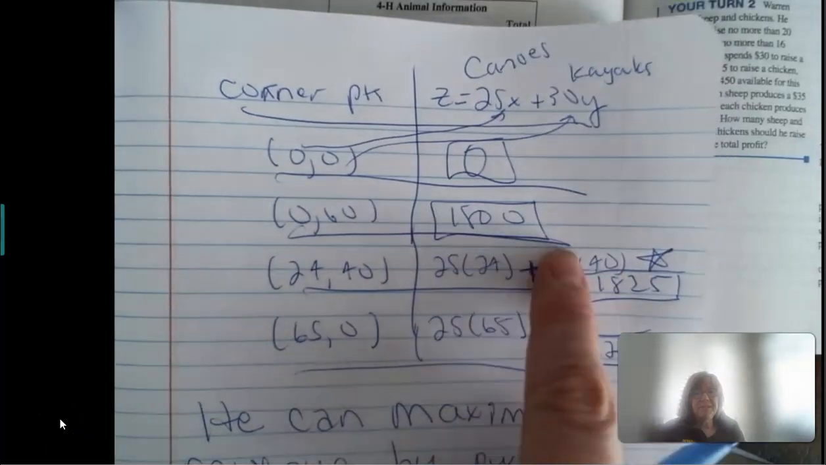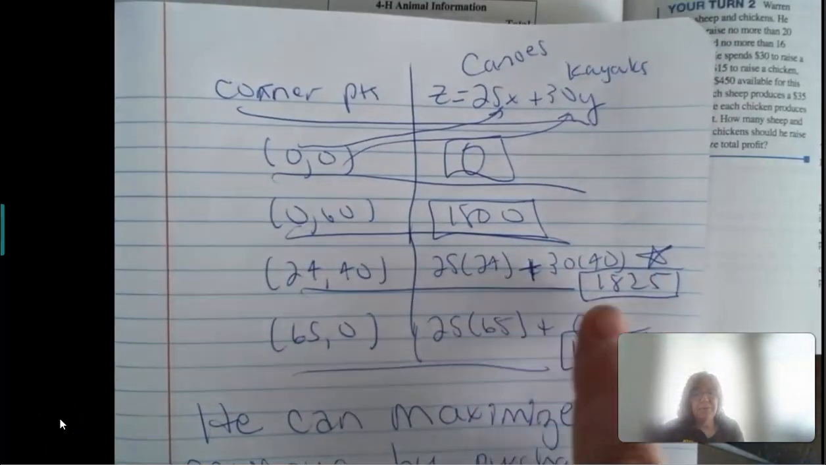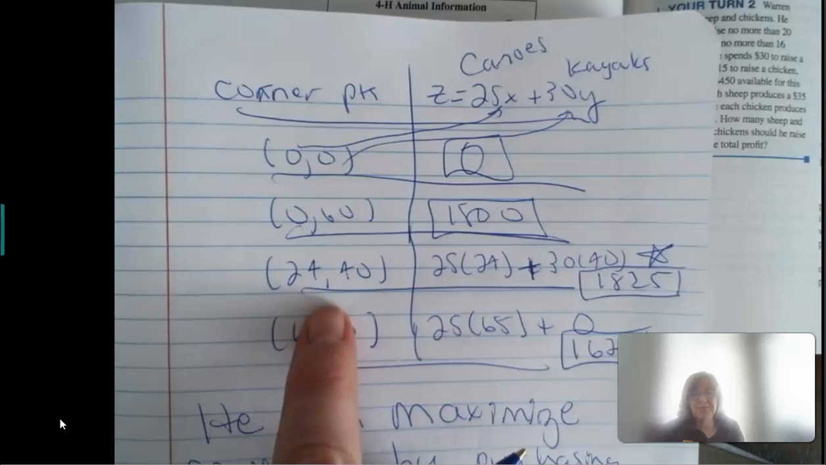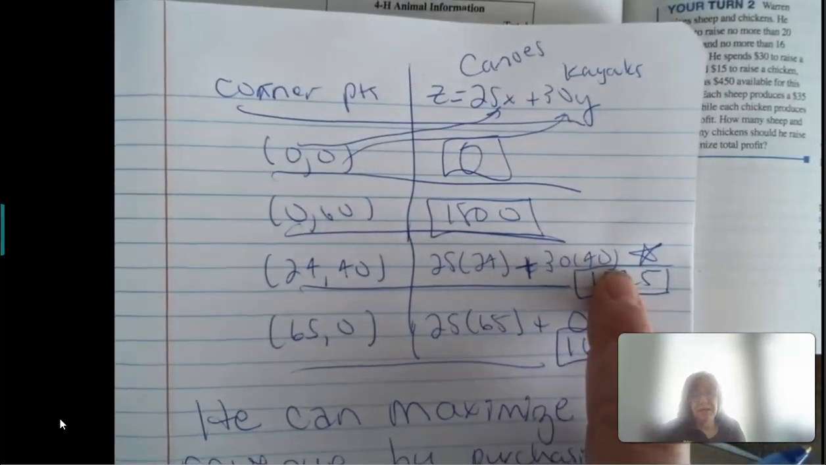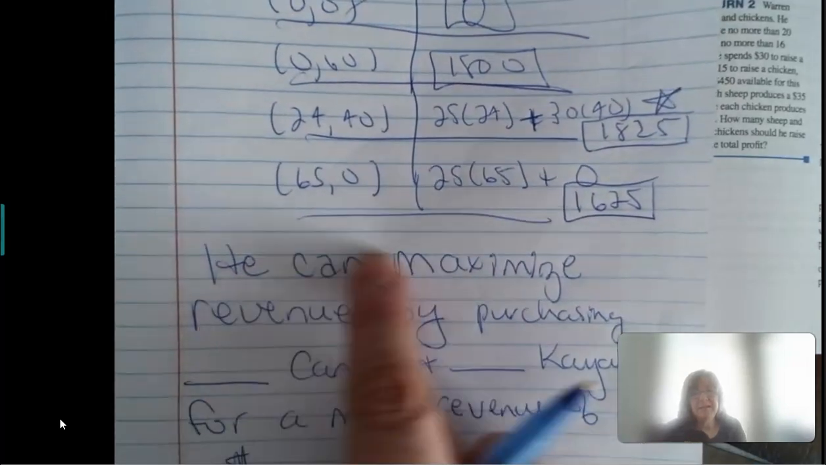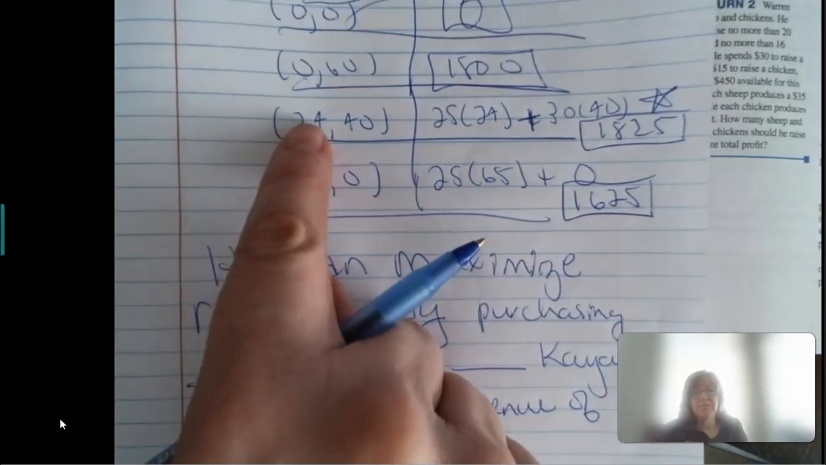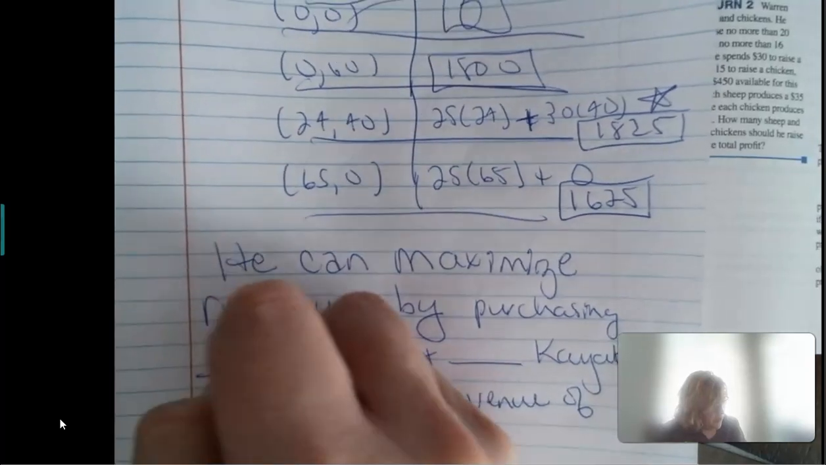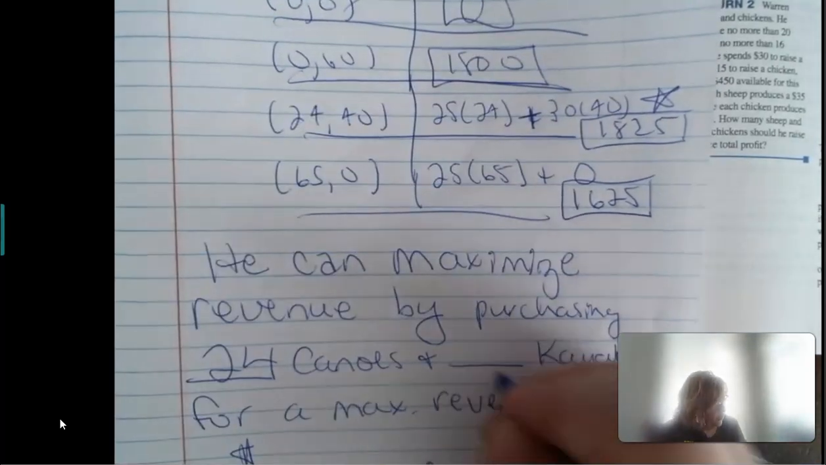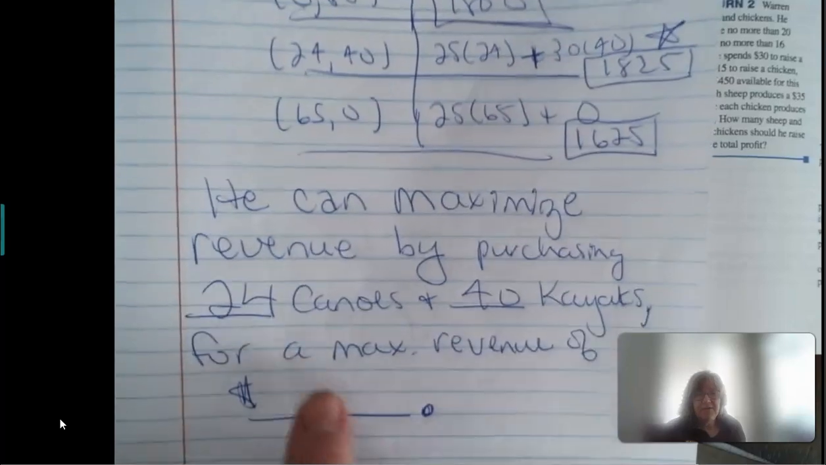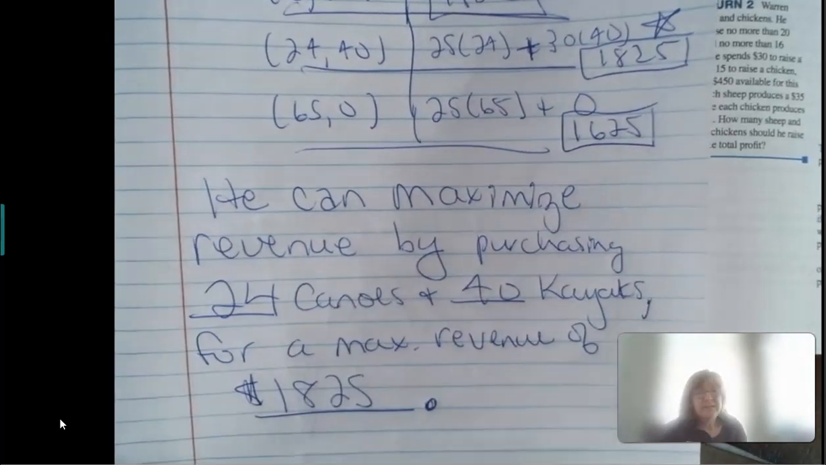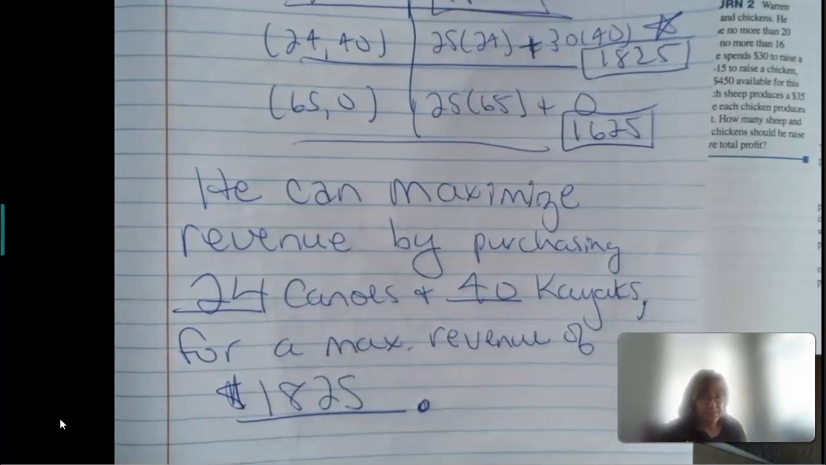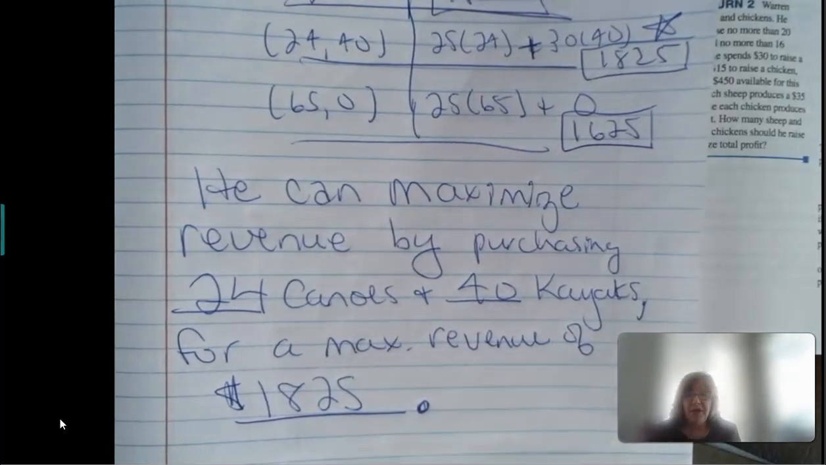All right, so I type these in a calculator, let it do order of operations for me, and I notice that this is the maximum. So this answer is going to give him the maximum revenue. So then I come down here and I say he can maximize revenue by purchasing, well, what do I want him to purchase? 24 canoes, 40 kayaks for a maximum revenue of $1,825. And then I answered the story problem. All right, I am going to pause and we're going to try to set up another one here quick.